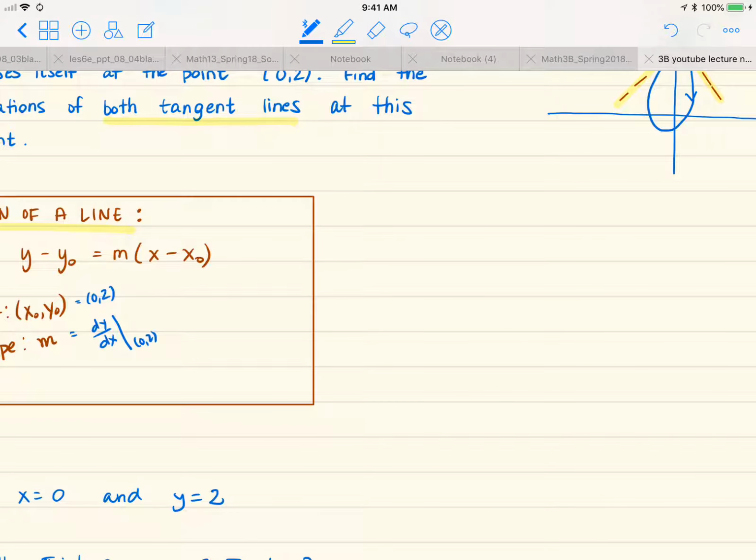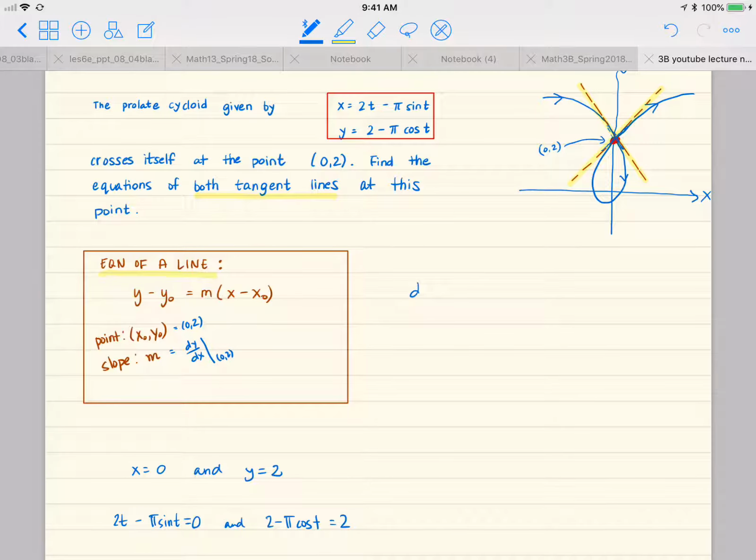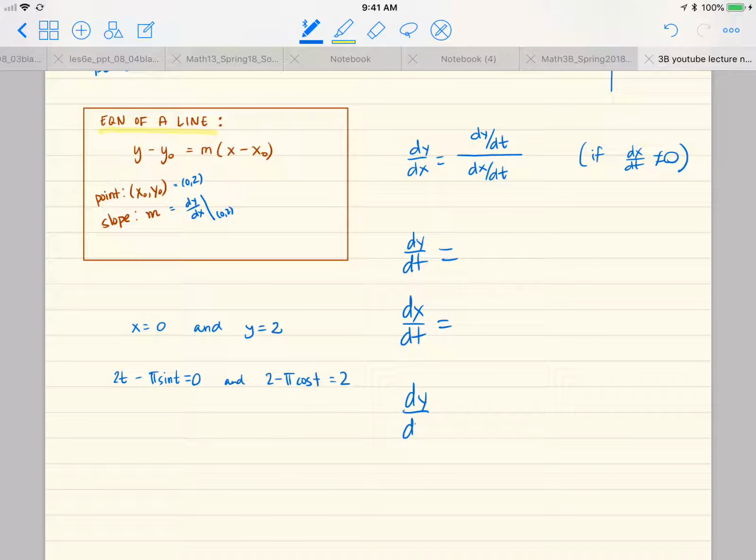Okay, now we've got the formula for dy/dx. The formula for dy/dx is going to be dy/dt divided by dx/dt. And this is, of course, assuming that dx/dt is not equal to 0. Which here, dx/dt is not equal to 0 because just from looking at the picture, our tangent lines aren't vertical. Okay, so let's go ahead and compute dy/dt and dx/dt, and then we'll be able to combine them for our dy/dx.